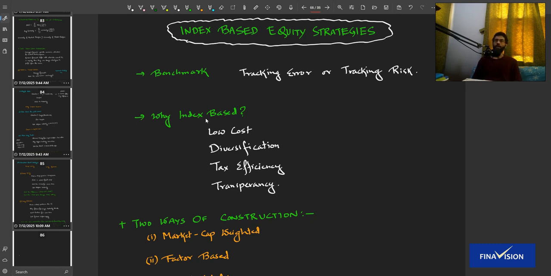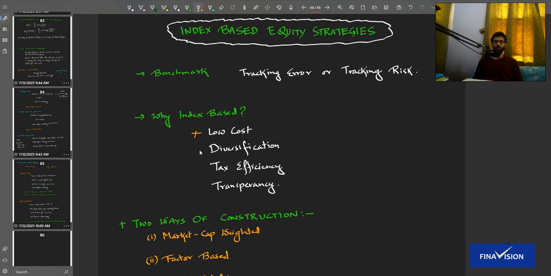Now, why should one closely track an index, something which is already there? Let's understand the reasons. So the first and foremost reason can be low cost. Like creating a customized index or creating an IP or creating an original idea may take time, may be highly risky, may be highly costly. So index-based strategy provides a very, very low cost comparative option.